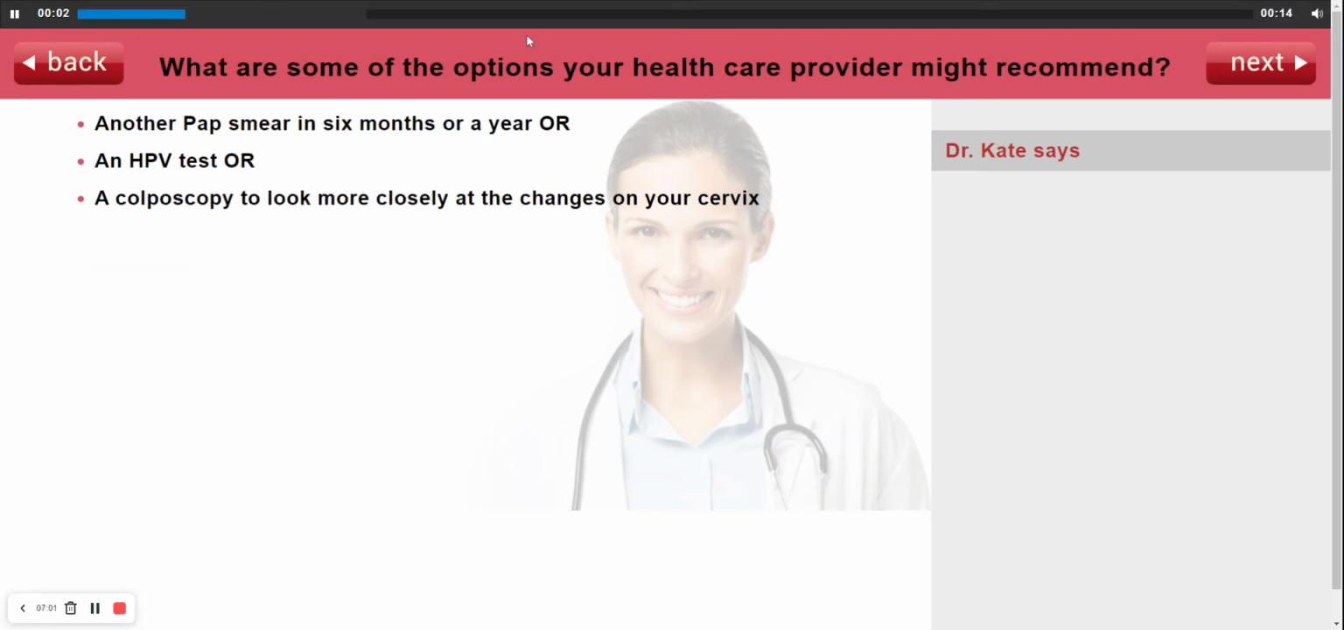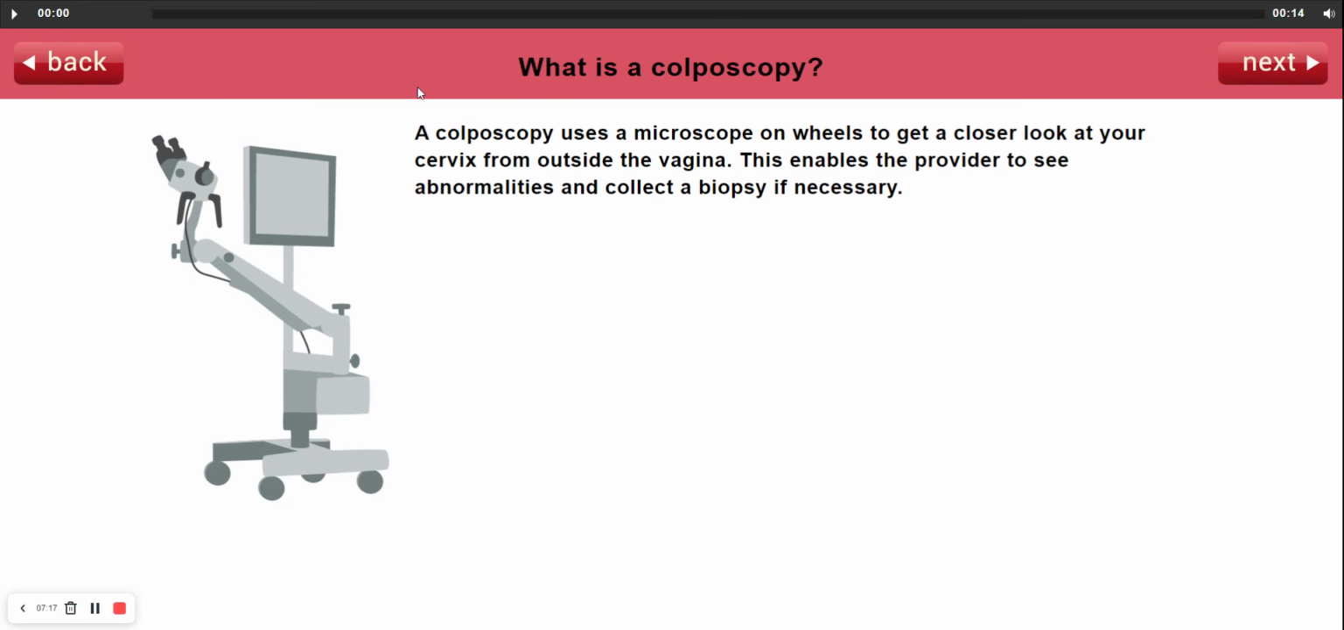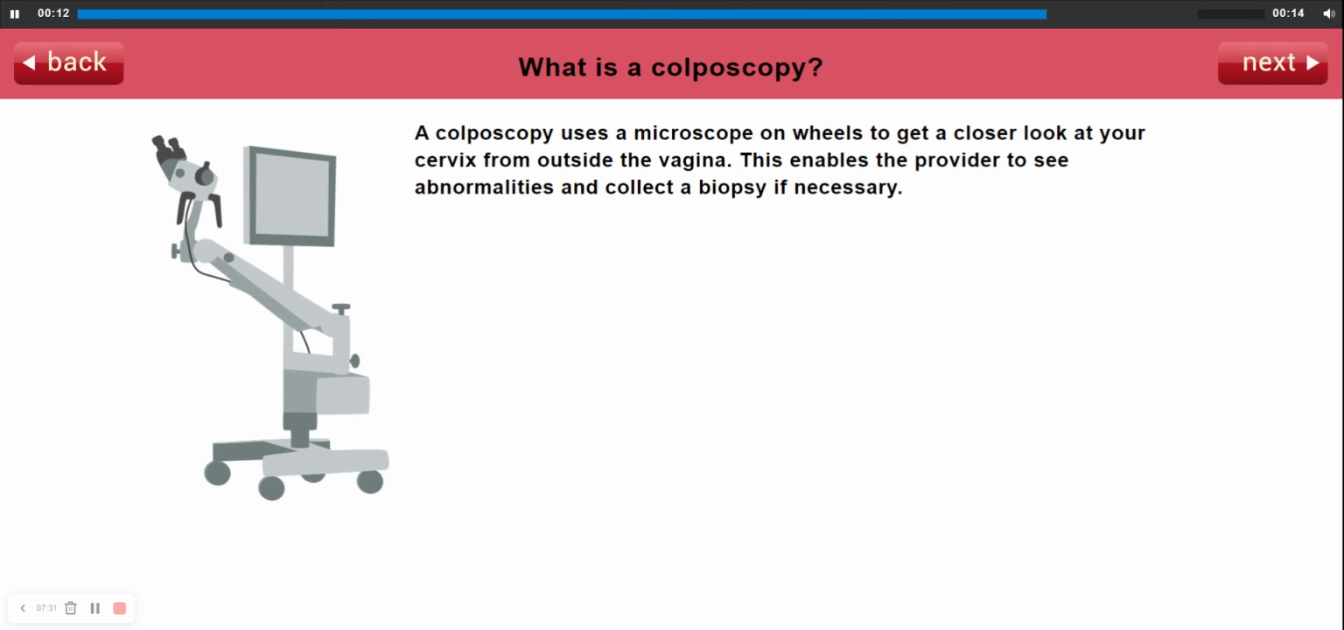What are some of the options your healthcare provider might recommend? Another pap smear in 6 months or a year, or an HPV test, or a colposcopy to look more closely at the changes on your cervix. What is a colposcopy? A colposcopy uses a microscope on wheels to get a closer look at your cervix from outside the vagina. This enables the provider to see abnormalities and collect a biopsy if necessary.